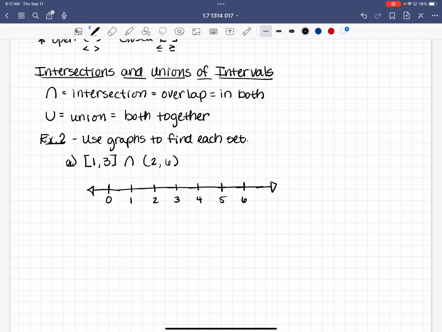Okay, so I'm going to graph the first one. Okay, 1, 3. So I got a bracket at 1. I've got a bracket at 3. And I'm going to highlight those blue. Okay, that's me coloring it in right there. And you'll see why I'm using colors in a minute. Okay. The next one says we're doing 2, 6, right? Okay. So I've got a parentheses at 2. And then I've got a parentheses at 6. And I'm going to highlight those yellow.